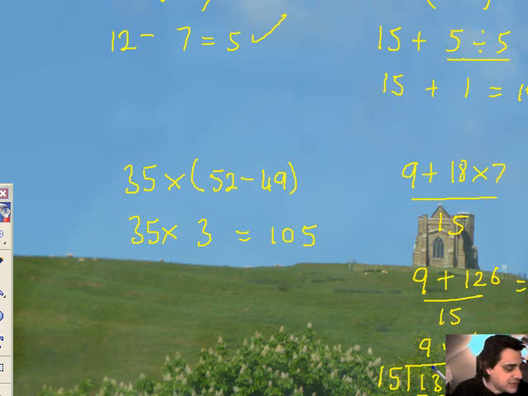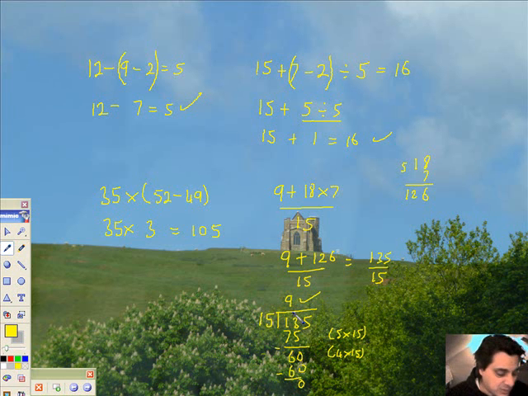Remember, brackets, indices, divide, multiply, add and subtract, and you'll be fine. And we're sort of working at grade E really, so it won't get much tougher than that.